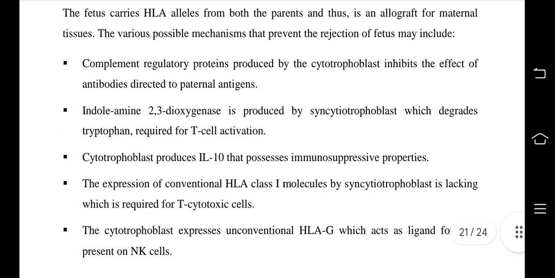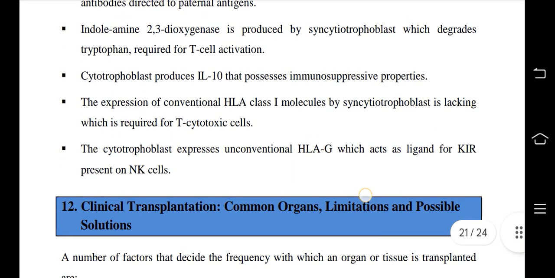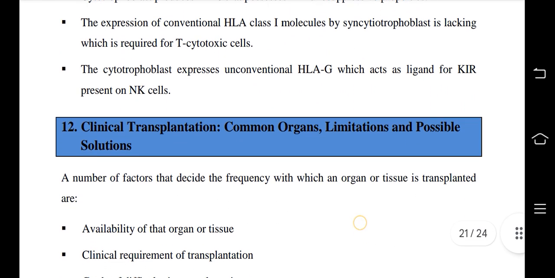Then indoleamine 2,3-dioxygenase is produced by syncytial trophoblast, which degrades tryptophan required for T cell activation. Then cytotrophoblast produces IL-10 that possesses immunosuppressive properties. The expression of conventional HLA class I molecules by syncytial trophoblast is lacking, which is required for T cytotoxic cells. The cytotrophoblast expresses unconventional HLA-G, which acts as a ligand for KAR present on NK cells.